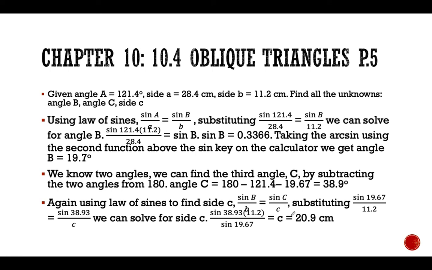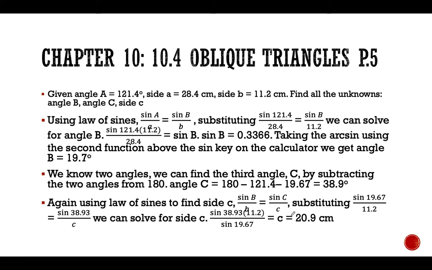0.3366. Now you have the sine, but you want the angle. In order to take it from the sine to the angle, you use the arc sine, or sine to the -1 on your calculator, which is the function above the sine key. When you put that into the arc sine function, you get the angle B equals 19.7 degrees.